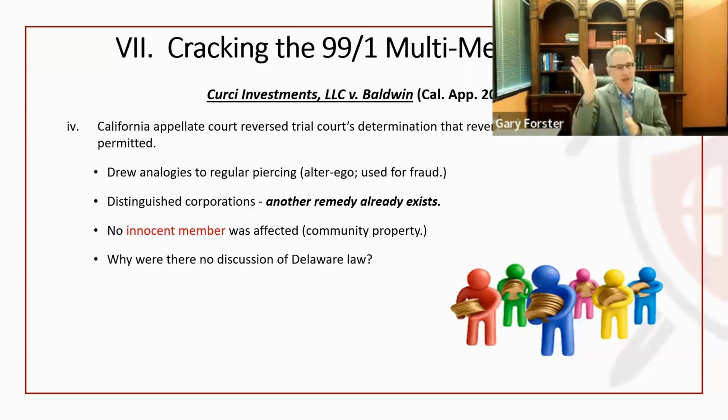That's veil piercing. Reverse veil piercing is, okay, this guy Baldwin owes me money and I need to get into his entity. I want to get into the entity and get to those assets. Well, California says you can't really do that at the time. But the case was based on corporations. Because corporations, it wasn't applicable. You could just take the corporate stock.